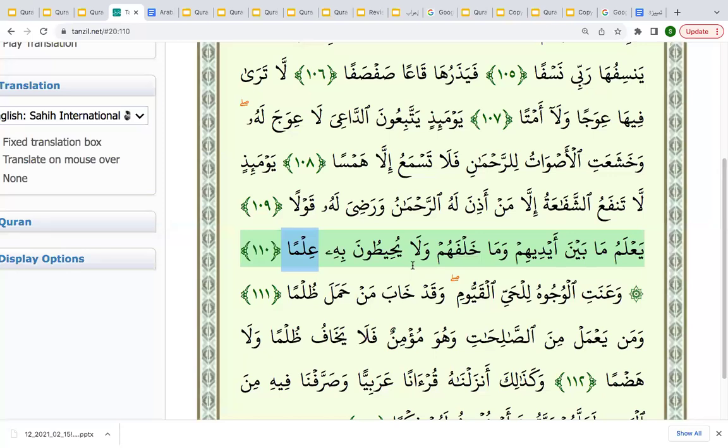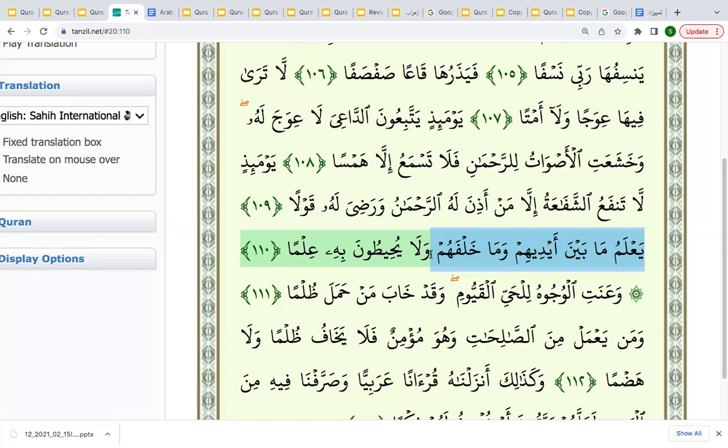Okay, yuhituna. Now comes, some of my sisters are saying that this ya'lamu ma bayna aydihim wa ma khalfahum can be jumlatu isti'nafiya. He knows what is before them and what is behind them. So that it is beginning something new. It is starting a new topic. It's just taking it away from whatever was mentioned before. Now we are thinking about something new. We are focusing on some new point.